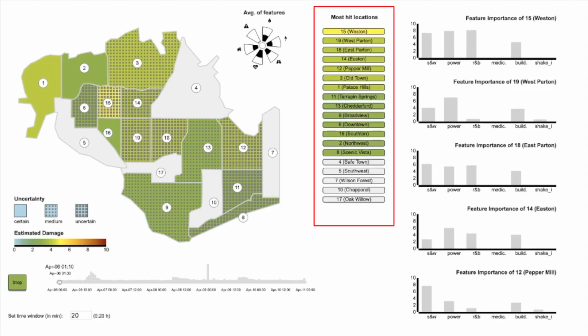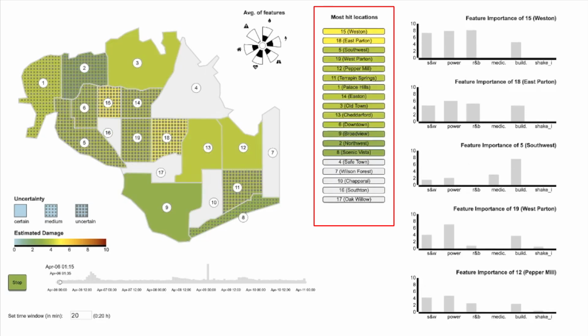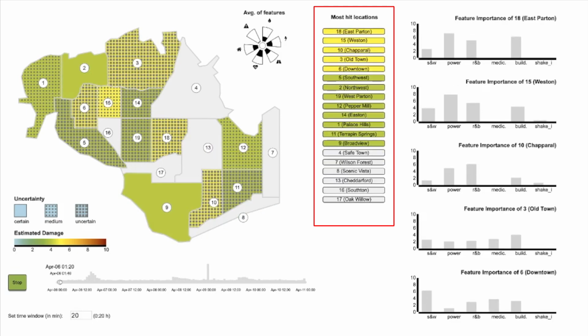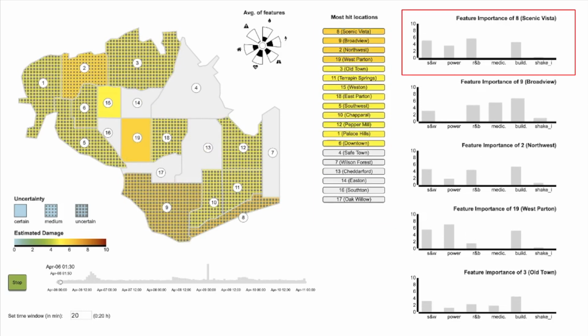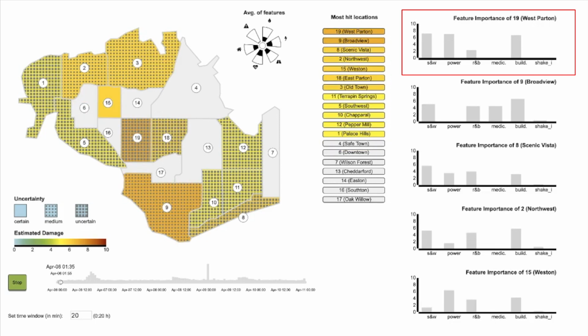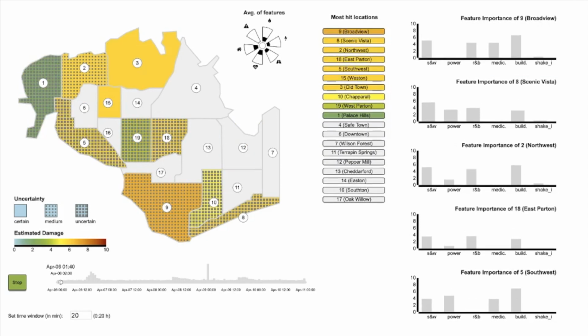To the middle of the screen, we can see the ranking of the most hit or damaged locations, which gives the emergency response team an immediate idea of which of the top 3 or top 5 locations need the most attention. Towards the right of the screen, we see the feature importance of the different features for the 5 most affected or damaged locations.